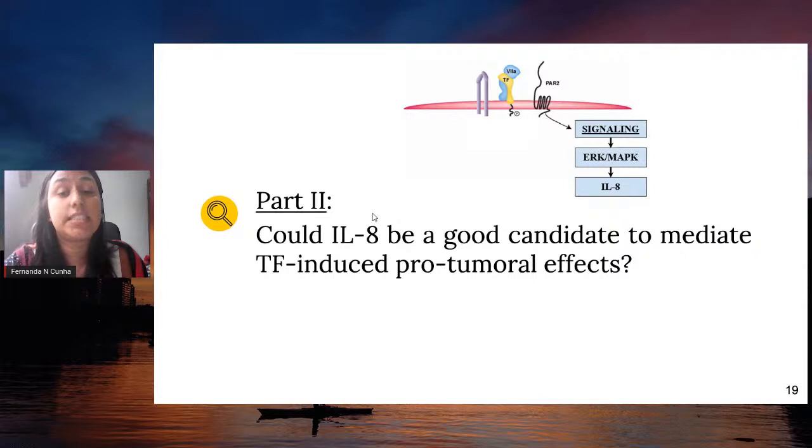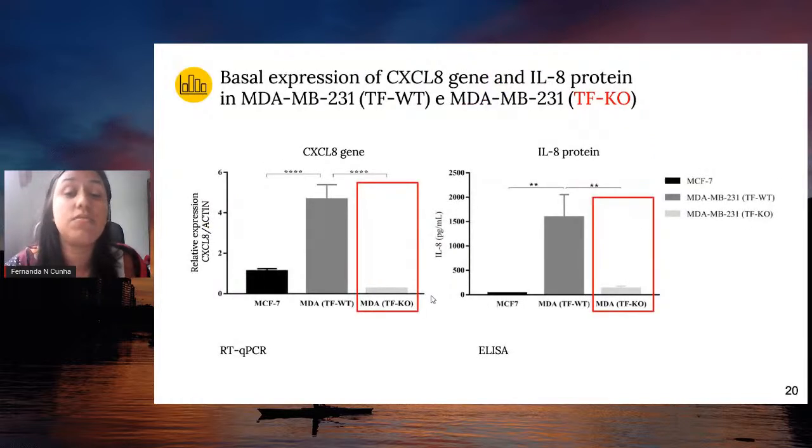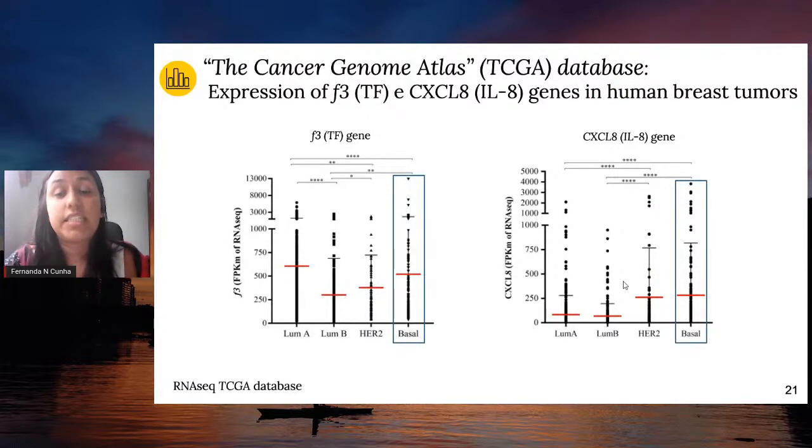In the second part of my work, we asked if IL-8 could be a good candidate to mediate TF-induced pro-tumor effects. We characterized it when we analyzed basal expression of the CXCL8 gene and IL-8 released by both MDA cell lines, and observed that TF silencing abolished one another, so we concluded that TF is mostly responsible for this release of high IL-8 by MDA cells.